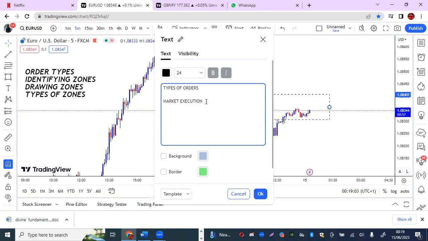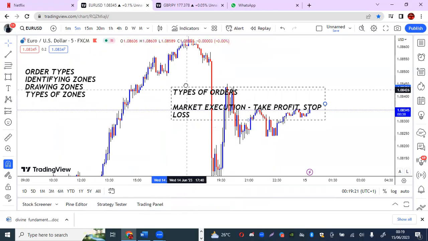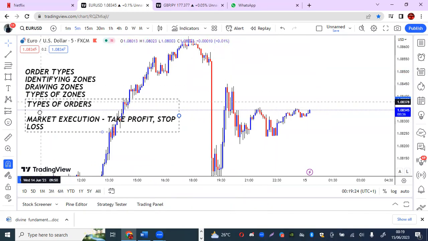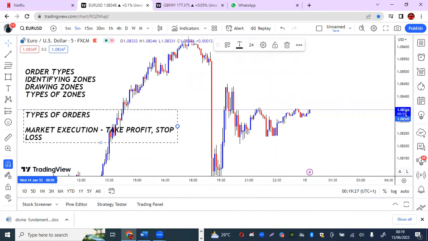For this particular market execution, the parameters you need: you don't need an entry price, you just need your take profit and your stop loss. Market execution means I'm telling the market, let's say this is 1.08346, I'm entering at that price, at the instant market price, that particular price that is available. That's market execution, also called instant execution.